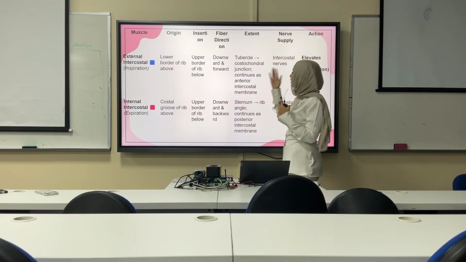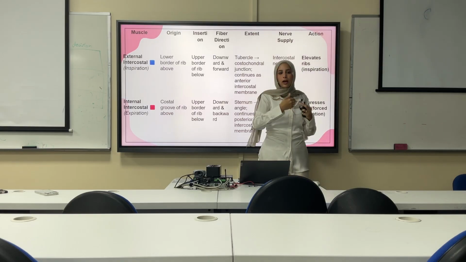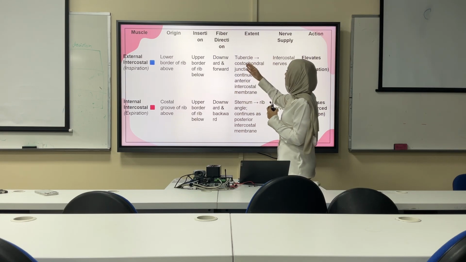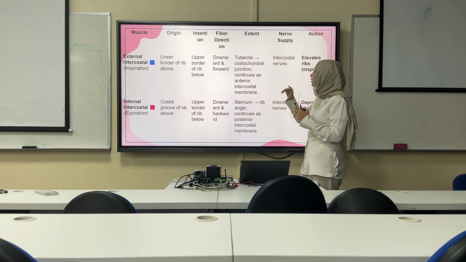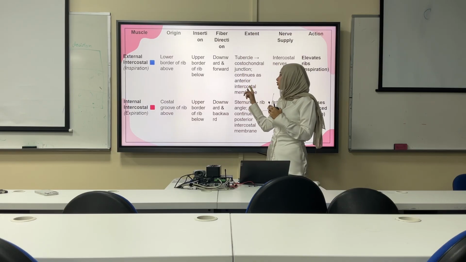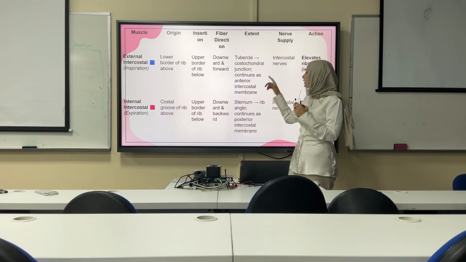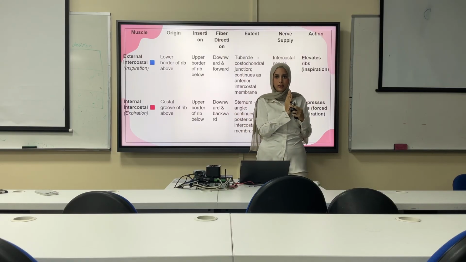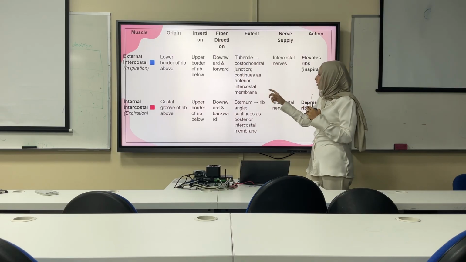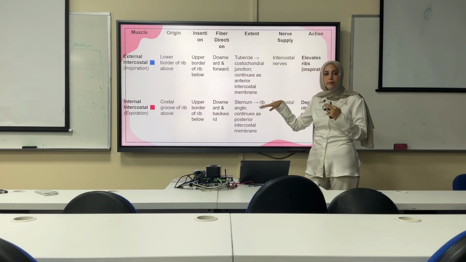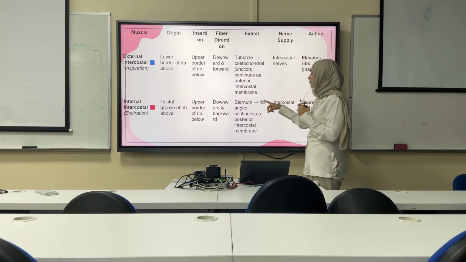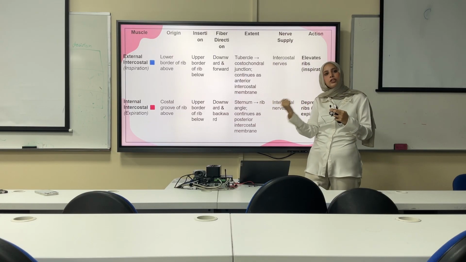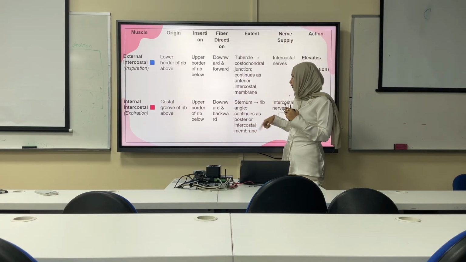And then what else? The extent: you can see here how much of the rib cage it is covering. You have the external. It's from the tubercle, from behind, until the costochondral junction. It continues as the external intercostal membrane. So at the costochondral junction, it stops as a muscle and then continues as just a membrane until the midline. Okay. And then for the internal intercostal, always compare them so you don't mix them up in the exam. It goes from the sternum until the rib angle and then continues as the posterior intercostal membrane.